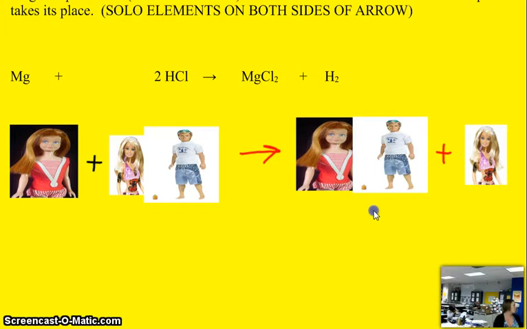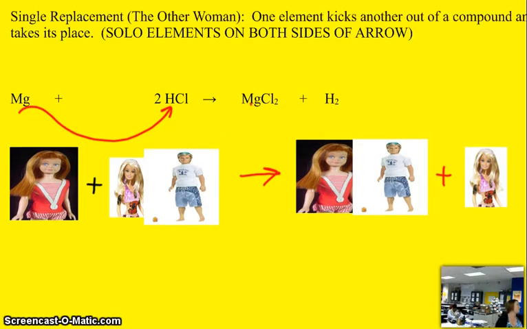Okay, so you have one element comes and takes the place of another element in a reaction. And you can see in the example that I gave you here, the magnesium is kicking hydrogen out of the compound, and now magnesium's with chlorine and hydrogen's all by itself. That is called single replacement. One element took the place of another. That's it. And now that element's by itself on the right side of the arrow. Okay? Very easy to identify single replacement here because you'll have single elements on both sides of the equation. So it's element plus compound goes to make compound plus element. That's what it looks like.